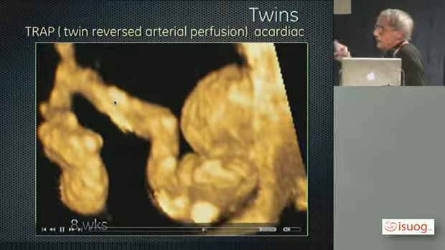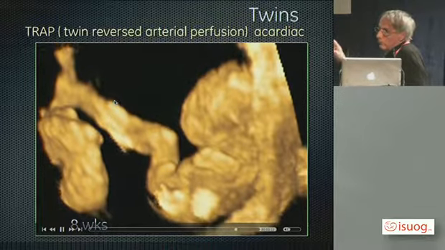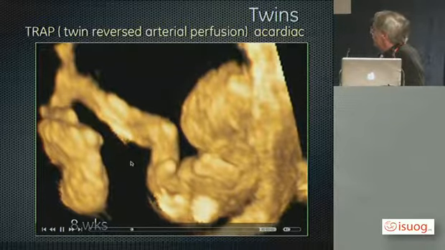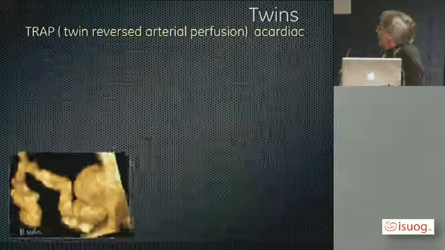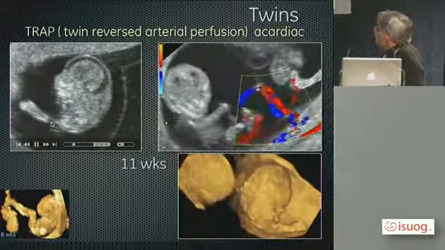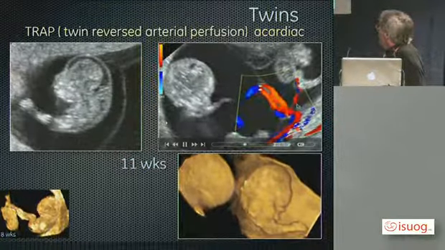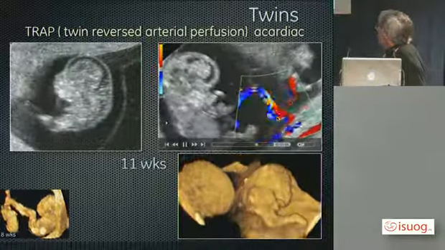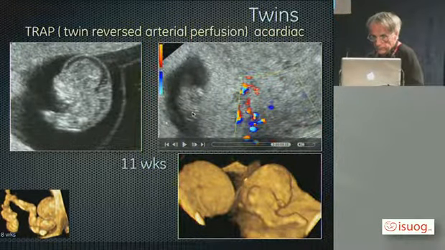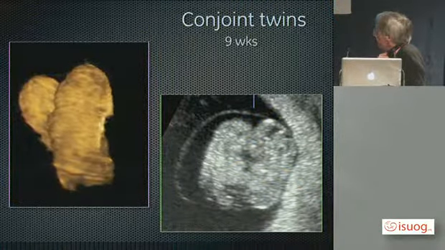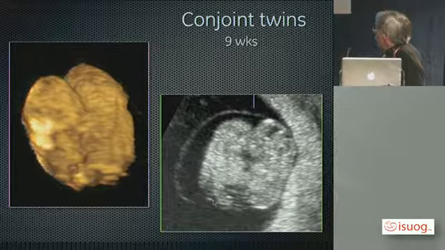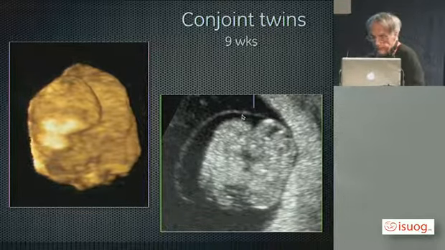And this was a lady with holoprosencephaly at 8 weeks on the next pregnancy. And this is exactly the same, but at 11 weeks with this acardiac, but with movement of one leg, and the 3D rendering, and this abnormal connection, this abnormal perfusion to this acardiac from this fetus. Conjoined twins, really rare too, at 9 weeks of pregnancy. The two are inside the same amniotic cavity.